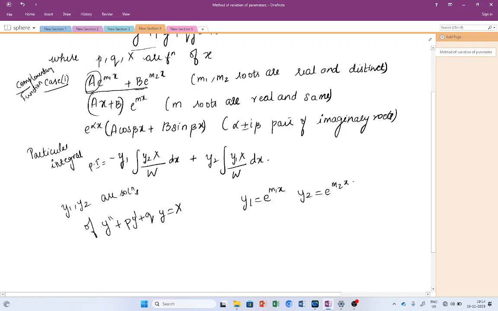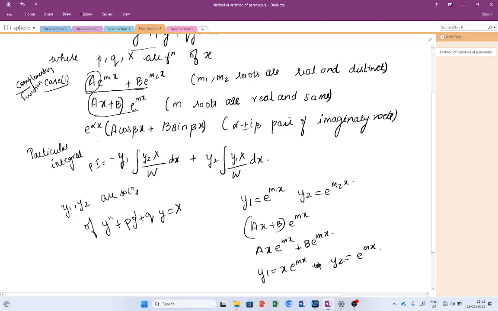For case 2, I'm having (a x plus b) into e power m x. When I multiply this inside, it will be a x e power m x plus b into e power m x. So for case 2, my y1 will be x e power m x, and y2 is e power m x. This is how my y1 and y2 will be if it is case 2.